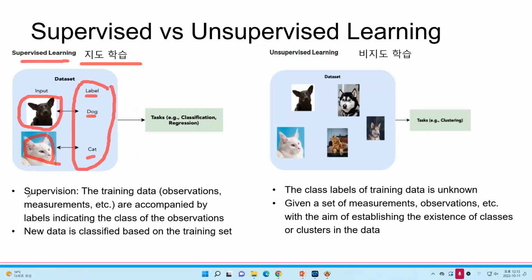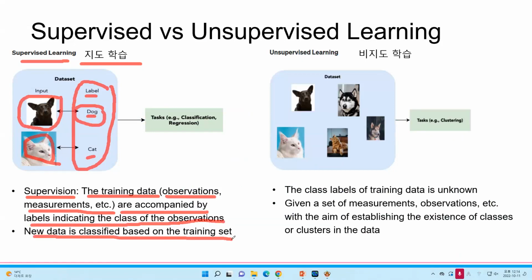Because it is supervision, the training data, which are the observations or the measurements, etc., are accompanied by labels indicating the class of the observation. I can say that this is the class of dog, and we can have another dog, and another dog. So the new data is classified based on the training set.